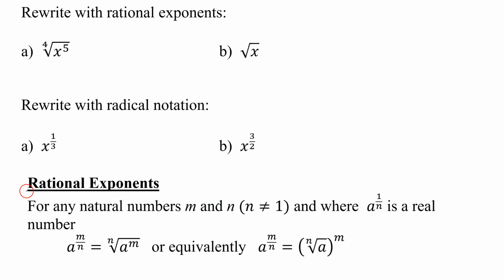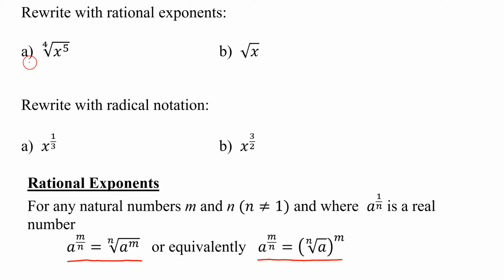So here we have rational exponents. For any natural numbers m and n, where n doesn't equal 1, and where a to the 1 over n is a real number, then a raised to the rational exponent m over n equals the nth root of a to the m, or it can be written as the nth root of a all raised to the m power.